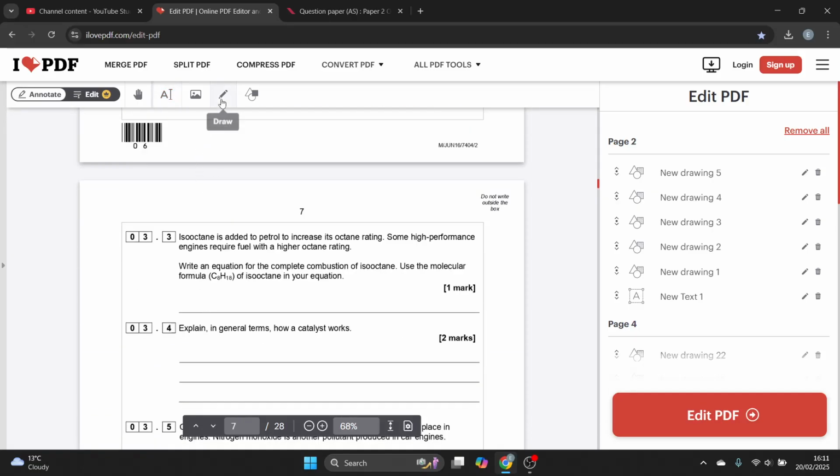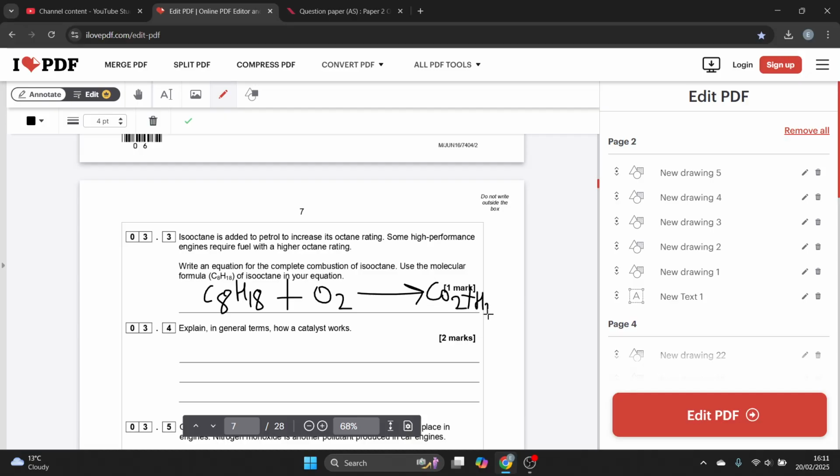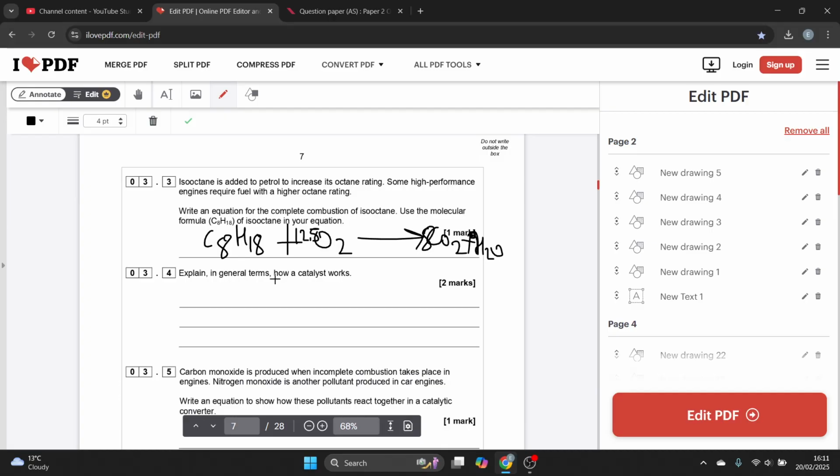One equation for complete combustion of isooctane: C8H18 plus O2. Complete combustion, so I know the products are purely carbon dioxide and water. 8 carbons, so I need 8 here. I need 9 here. 16 plus 9, so I need 12.5 over here. C8H18 plus 12.5 O2 to 8 CO2 plus 9 H2O.